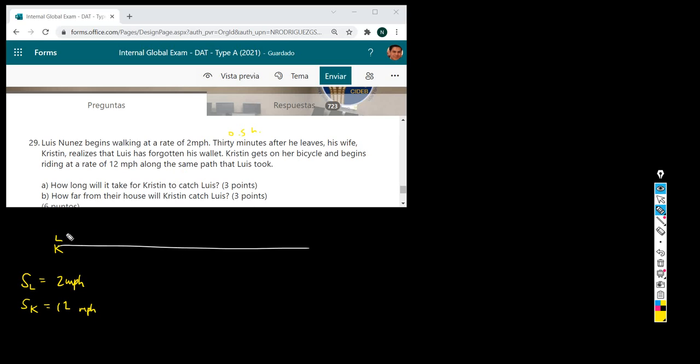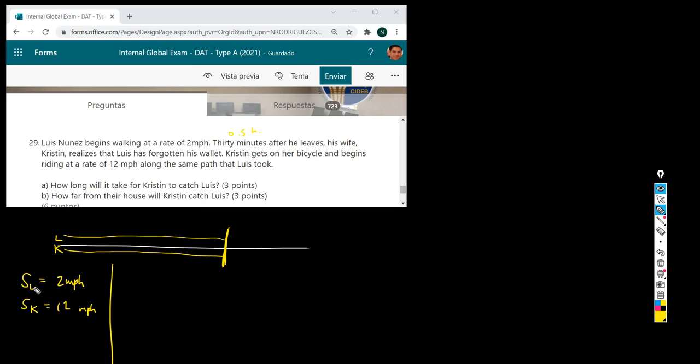So that's the speed of Christine, 12 miles per hour. And that's it, right? Basically Luis started walking, and then half an hour later, Christine starts riding, and they will eventually meet. They're going to be at the same position, which signifies that Christine catches up with Luis. And then they ask you how long will it take for Christine to catch Luis?